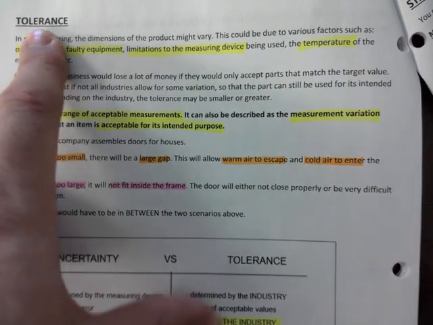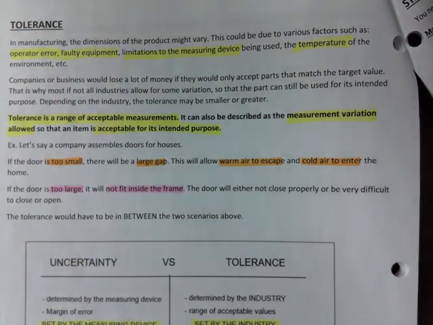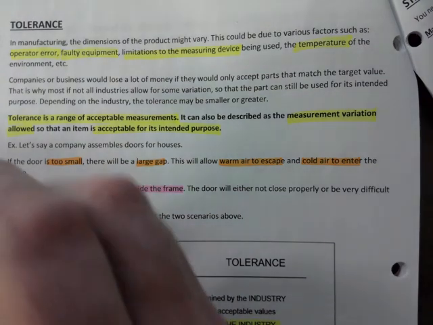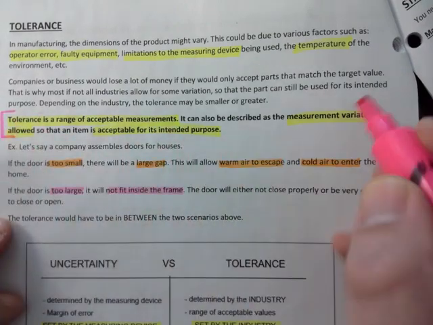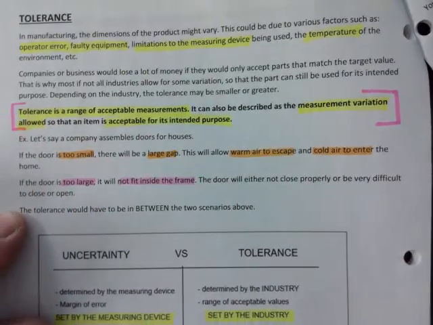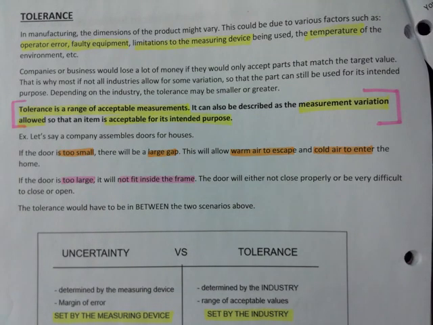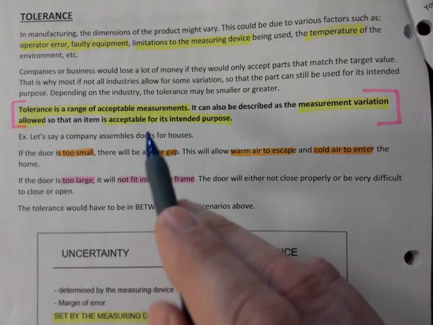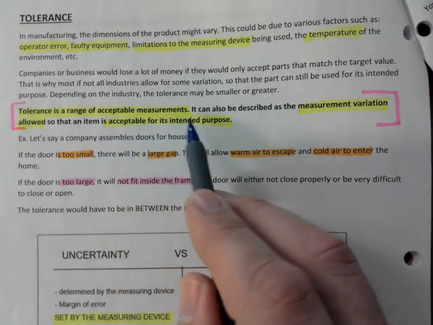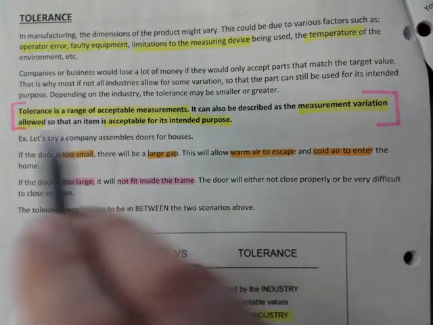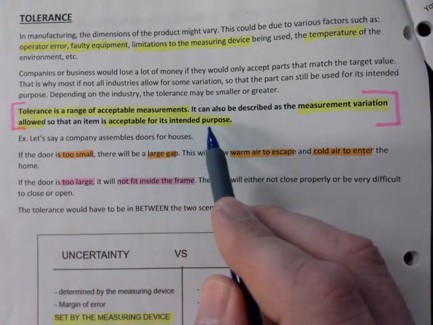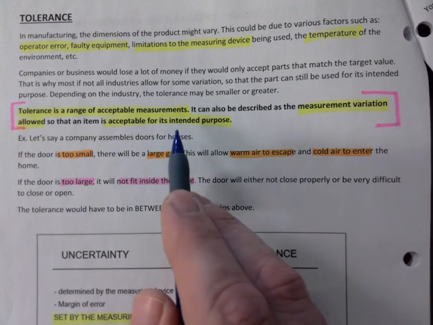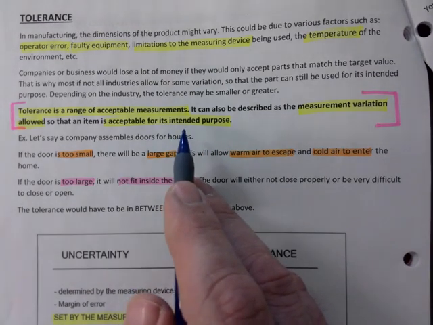So when we talk about tolerance, you need to understand the definition of tolerance. I will really emphasize this part right here. If you highlighted it already, I would put brackets around it, because this is tolerance as a definition. Tolerance is a range of acceptable measurements. It can also be described as measurement variation allowed, so that it can still be used for its intended purpose. Every industry has a little bit of tolerance.